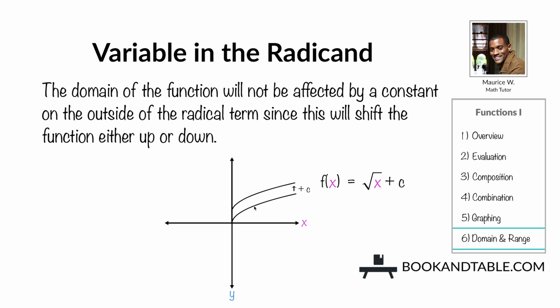So at this particular x, it would shift up c amount. At this particular x value, it would shift up c amount. So the entire graph shifts directly up, but it does not shift left or right. That would affect the domain if it goes left or right. But it goes up if you're adding a constant on the outside, and it goes down if you are subtracting a constant on the outside for the same thing. So this again would not affect the domain.